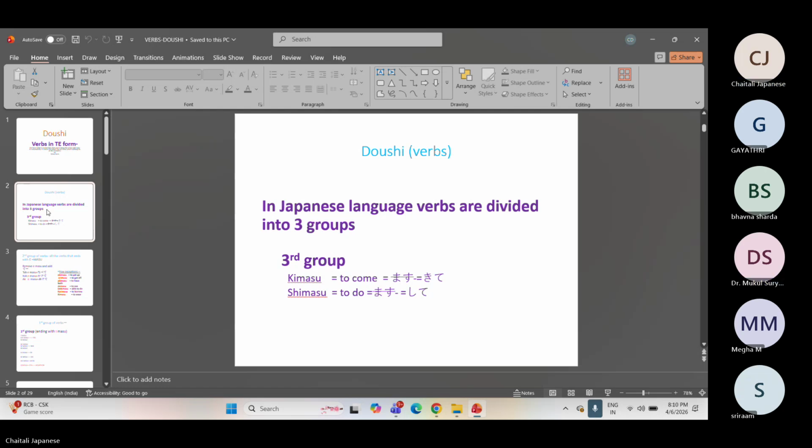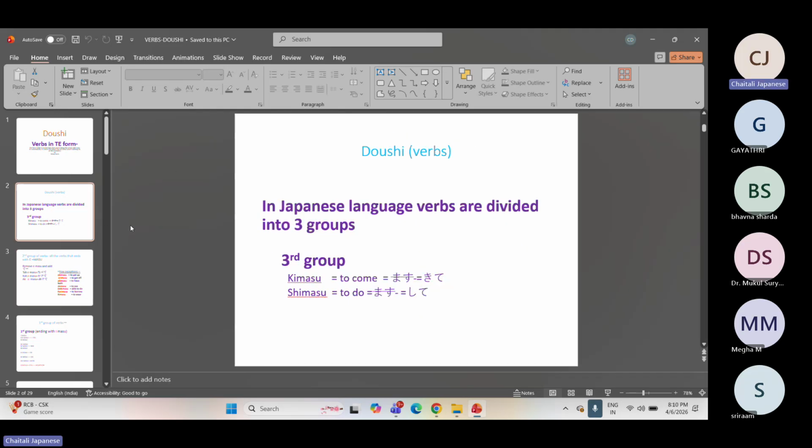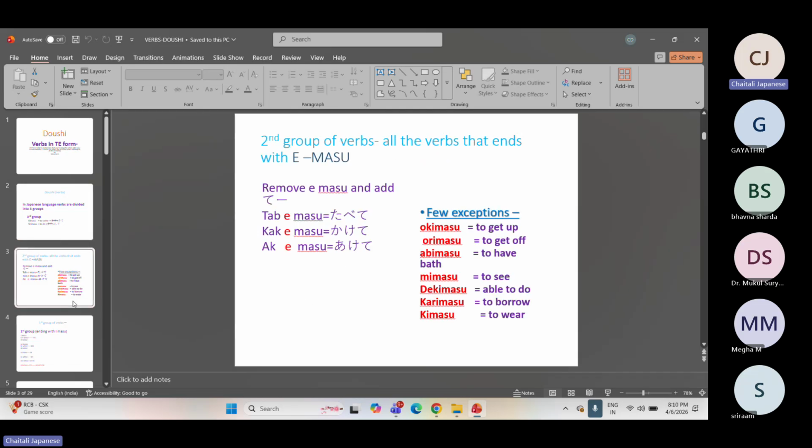No? Have you understood, everybody? Yes, ma'am. Yeah. Okay. So the third group will have only two verbs, that is kimas and shimas. Your second group. Now, how are you going to identify your group two verbs?